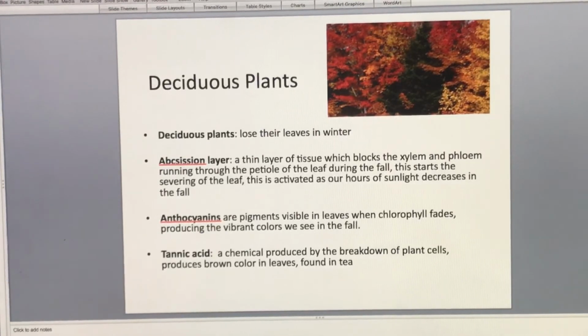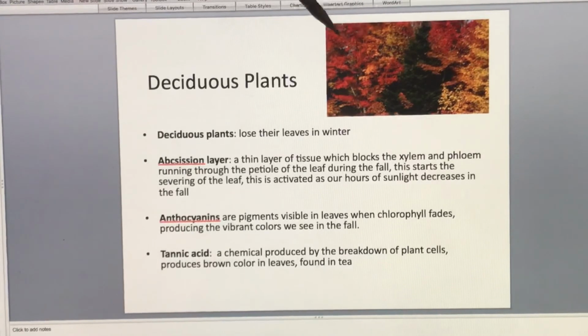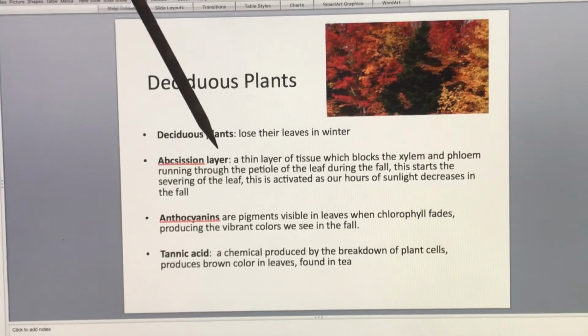This happens through what's called the abscission layer, which is a thin layer of tissue that blocks the xylem and phloem tissue from running through to the petiole of the leaf during the fall. That initiates the severing of the leaf from the stem, and is activated during the fall when the hours of sunlight decrease.